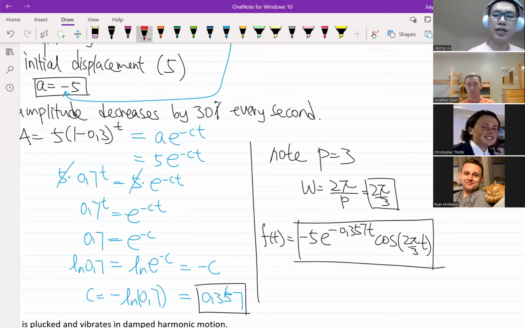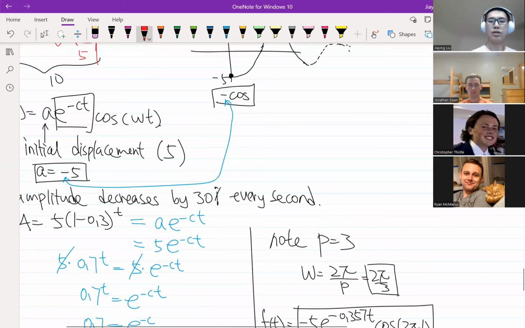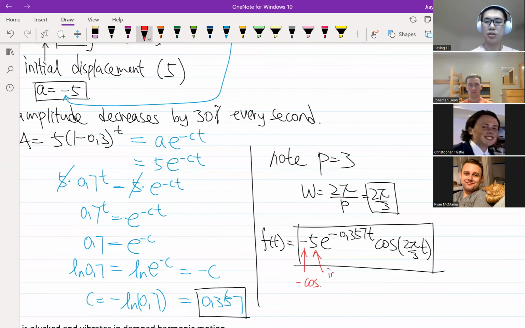Now, I just want to clarify that we have a negative here because we choose to have a negative cosine function. We start with the lowest, so that's a negative cosine function. And the 5 is the initial displacement. Right. Any questions on this problem?